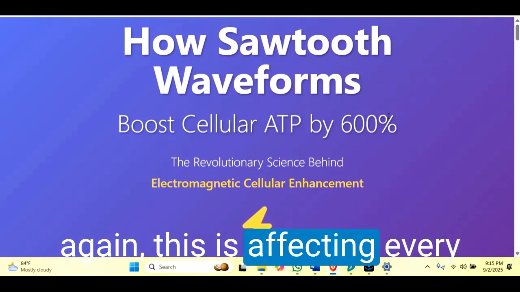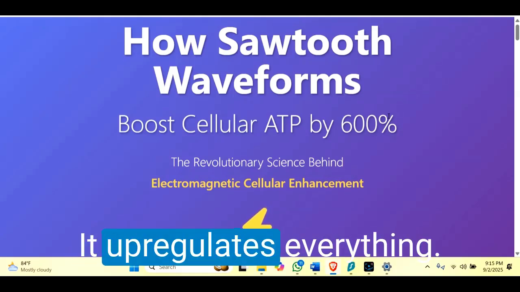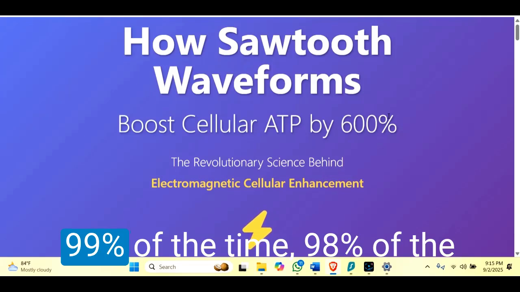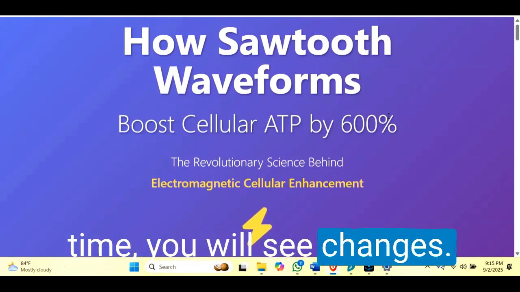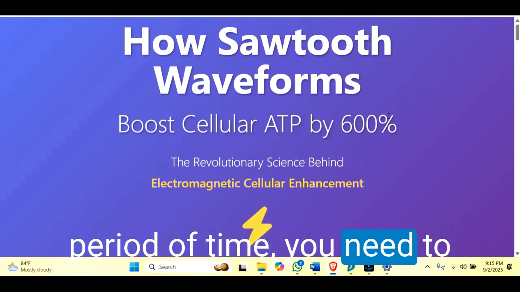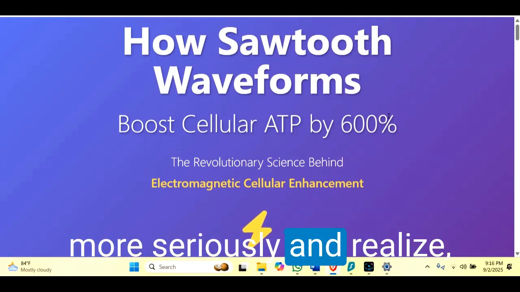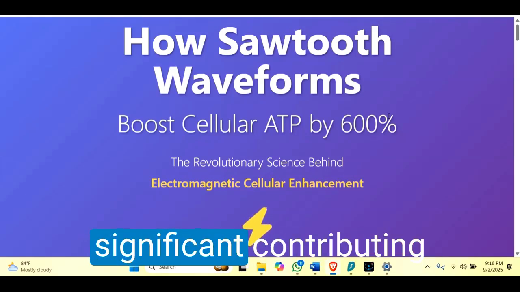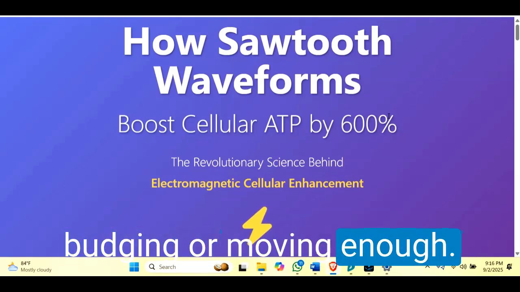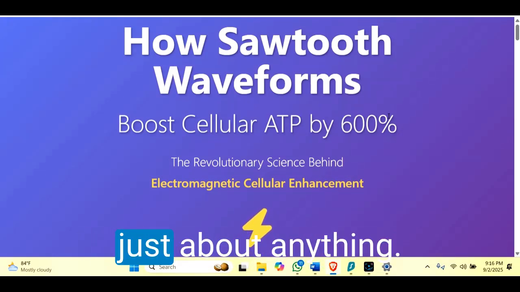Because again, this is affecting every cell, every part of your body. It upregulates everything. So given enough time, 99% of the time, 98% of the time, you will see changes. If you don't see something move and change in a beneficial way after that period of time, you need to do more testing, basically. In other words, you need to take that thing much more seriously and realize there are some other significant contributing factors on why this particular score is not budging or moving enough. You need to take whatever that is seriously, because this generally will improve just about anything.